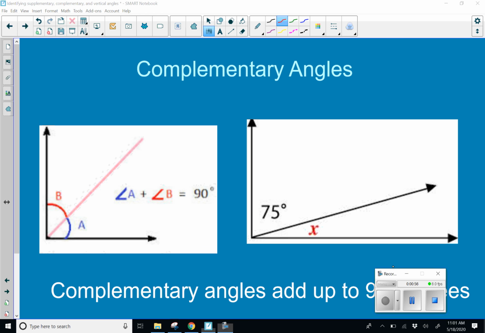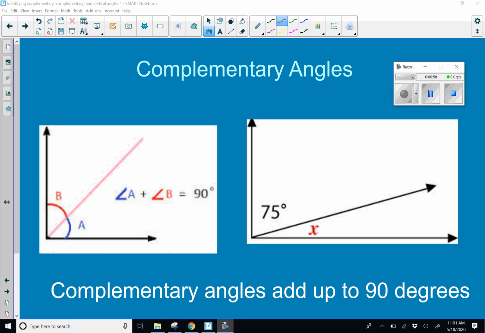Okay, so let's take a look at some examples of complementary angles. As you can see on the left-hand diagram, angle A plus angle B together will equal 90 degrees. We can actually draw that little square in to show that it is a 90-degree angle.